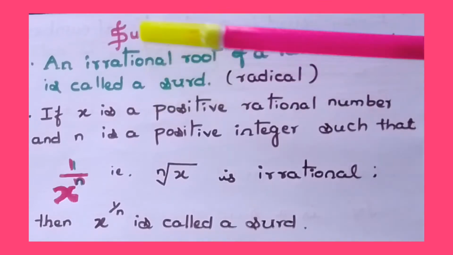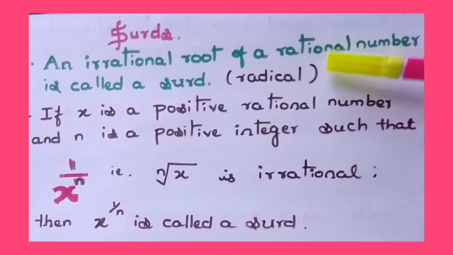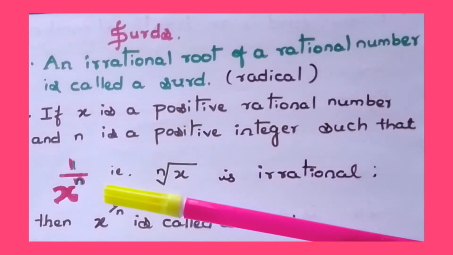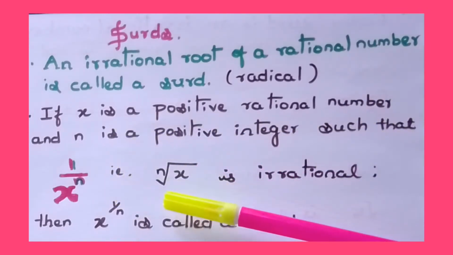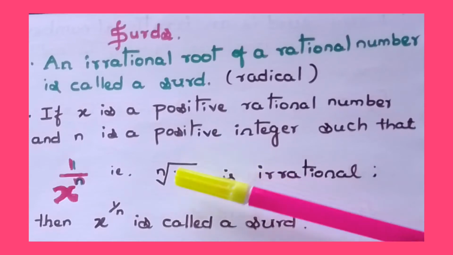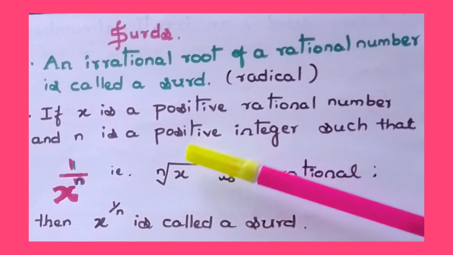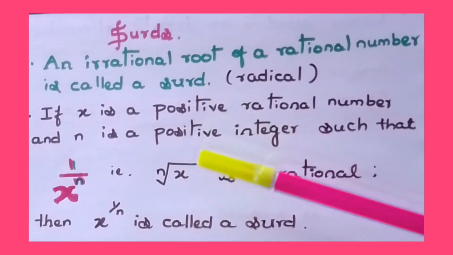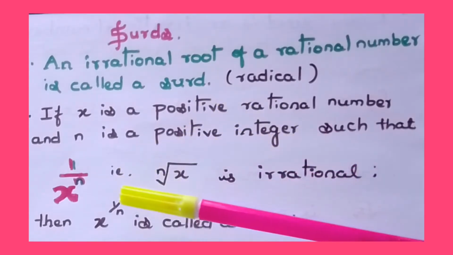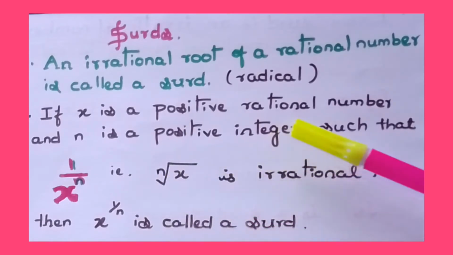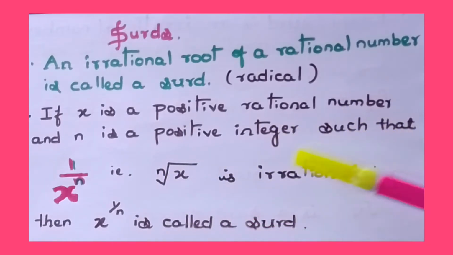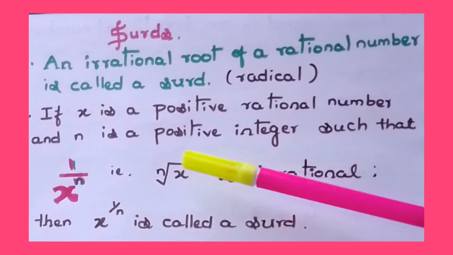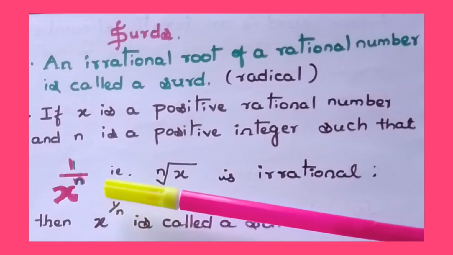So consider if x is a positive rational number and n is a positive integer such that x to the power of 1 by n can be written as the nth root of x. If it is a square root of x we write it so. If it is cube root, fourth root, fifth root, sixth root, if it is nth root, we write like this, nth root of x. This is an irrational number. Therefore, x to the power of 1 by n, we call it a surd. So this is a surd. Even this form is a surd.